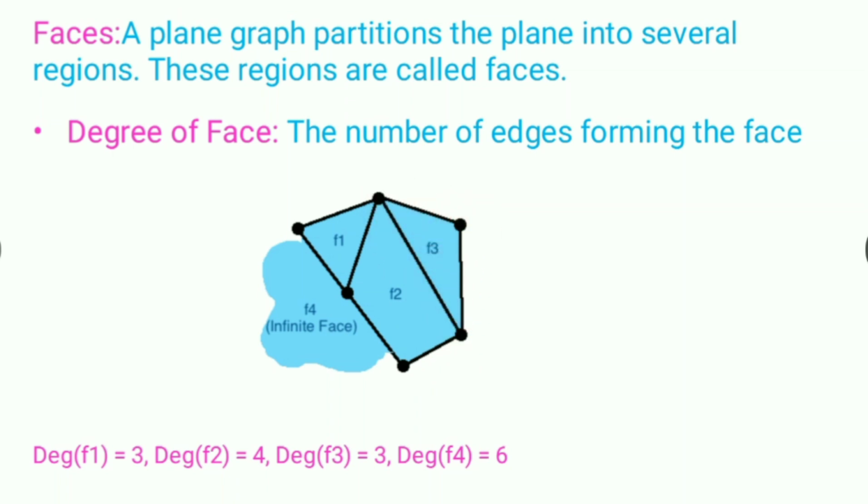What is the degree of a face? The number of edges which form a particular face is its degree. Here you can see 1, 2, 3: 3 edges are forming this region, so the degree of F1 is 3. What about F2? 1, 2, 3, 4. So the degree of F2 is 4. For F3, the degree is 6. What about F4? This is the infinite face. How many edges are making this face? 1, 2, 3, 4, 5 and 6. So 6 edges are making this face, and the degree of F4 is 6.